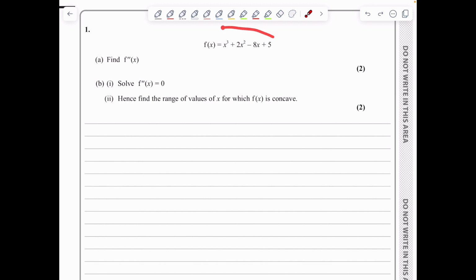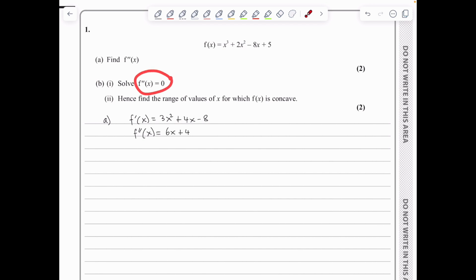In question 1, we've got f of x here, a cubic polynomial in x, and we need to find f double dash of x, so the second derivative with respect to x. So let's start with the first derivative. f dash of x is 3x squared plus 4x minus 8, which means that f double dash of x, the second derivative, is simply 6x plus 4.